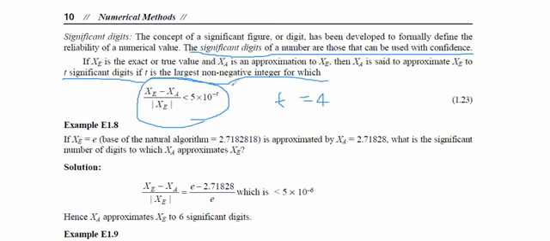So let us take the example. xe is equal to e, the base of the natural logarithm, 2.7182812. This is the value of e, and it is approximated by xa. The approximated value xa is 2.7182. 8 to 8 means up to here it is approximated.